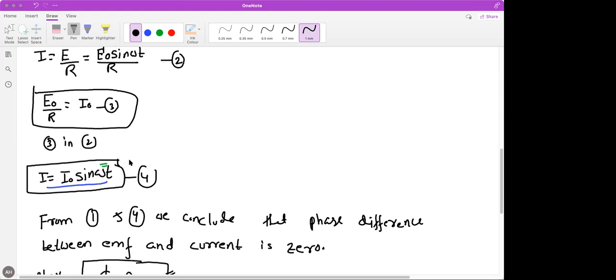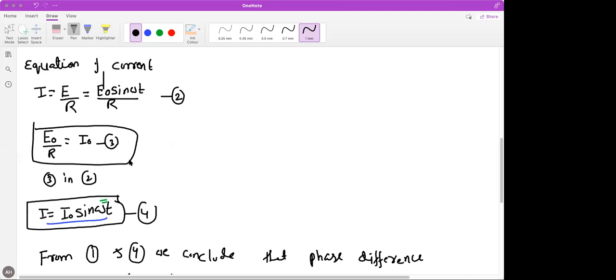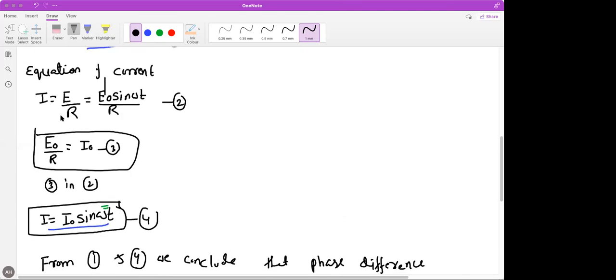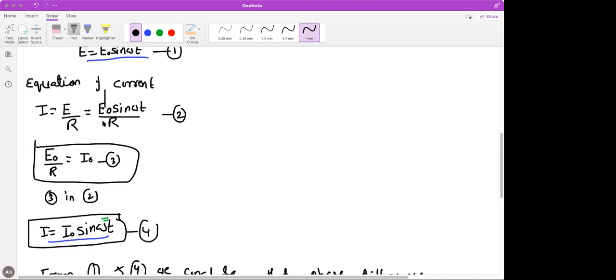So how did we get I is equal to I naught sine omega t? This is from this equation. Current is EMF by resistance, right? Instead of this EMF, I write this equation, E naught sine omega t. This term, E naught by R, I call I naught. So I substitute I naught instead of E naught by R, and I get I is I naught sine omega t. Okay?